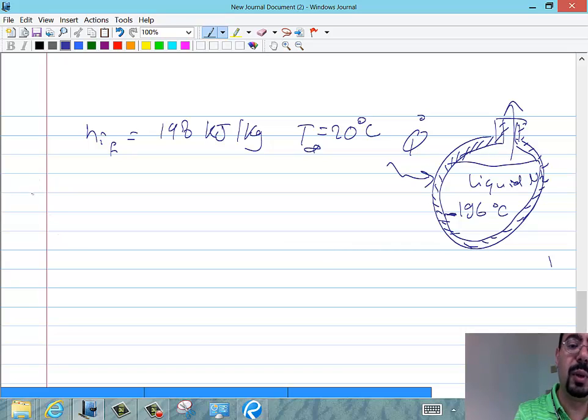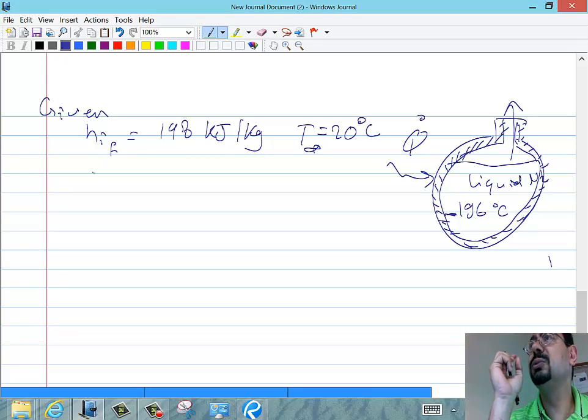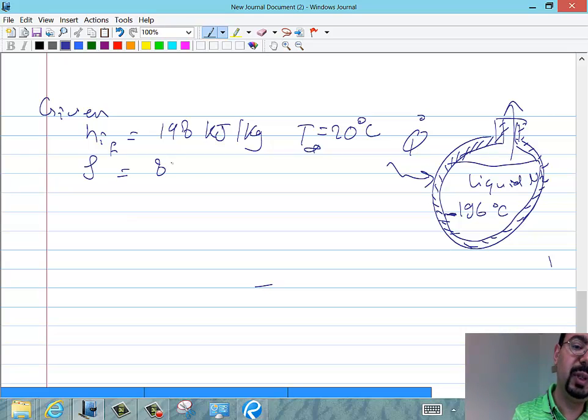All right. So what does it mean? It means that to make 1 kilogram turn from liquid to gas, or from liquid to vapor, you need to give them 198 kilojoule. Every 198 kilojoule that goes into the liquid, 1 kilogram will turn from liquid to vapor. Right? And you give us the density, 810 kilogram per meter cube.